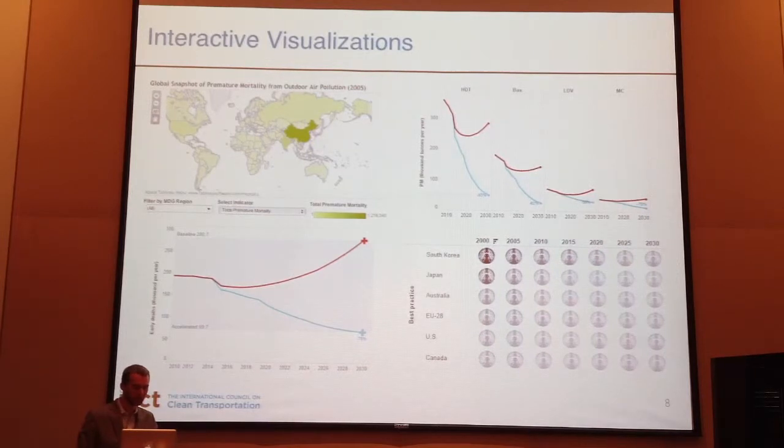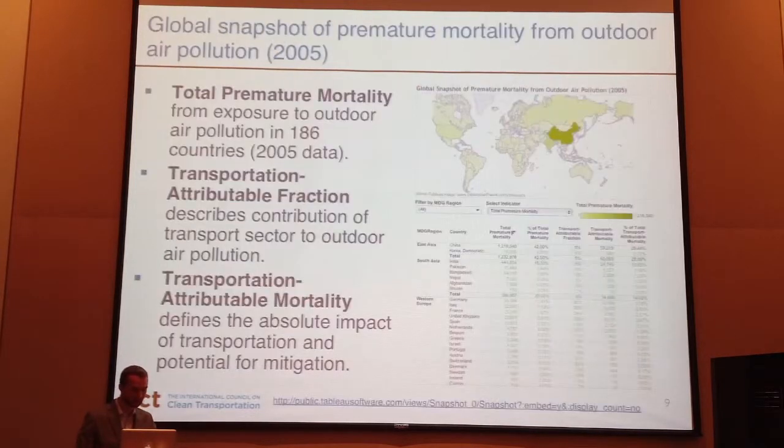So there are times when there's a lot of information that we might want to make available, much more than can fit in a single printed page or slide. And none of us want to go through 750 tables on a PDF. So here are some examples of how we avoid that. The first example is looking at a global snapshot of the number of deaths from outdoor air pollution in the year 2005. We'll switch to the interactive visualization in a second, but first I'll explain the variables that we'll be looking at. The first is total premature mortality from exposure to outdoor air pollution in 186 countries.